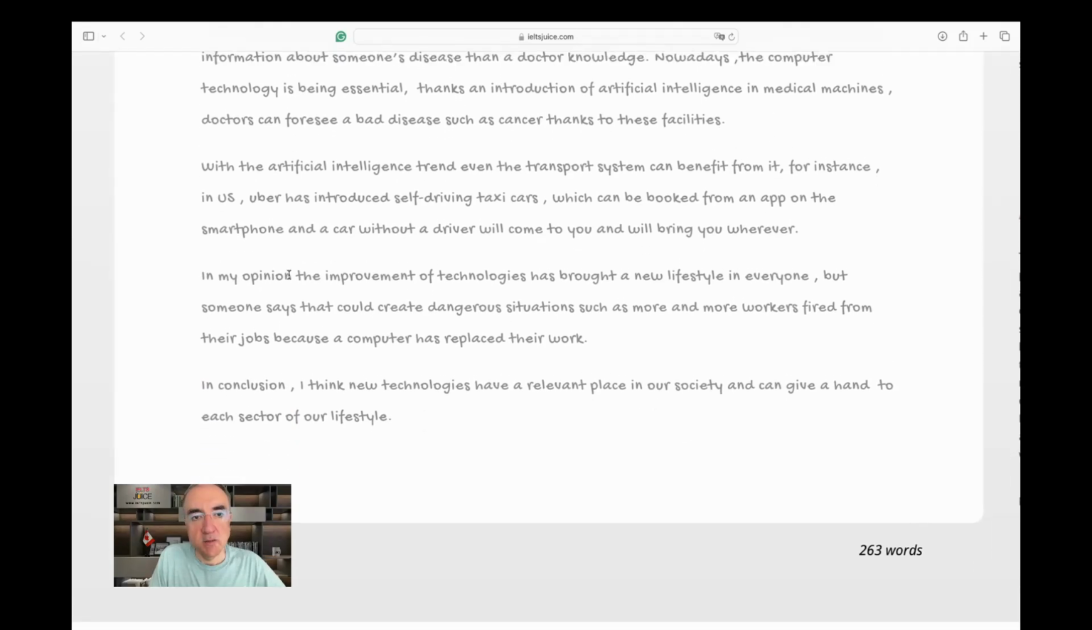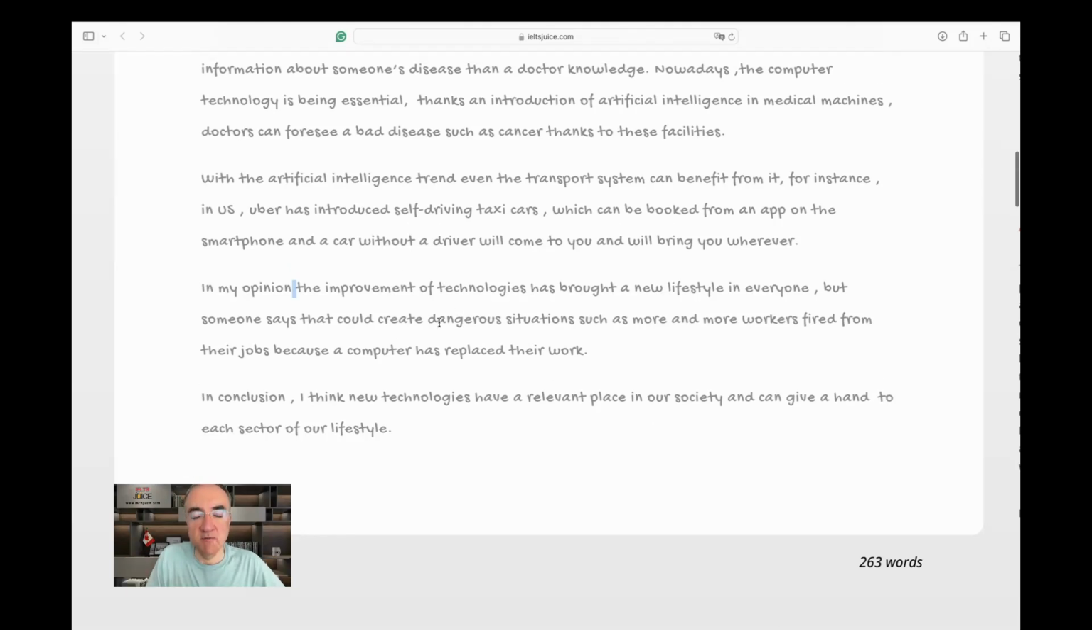In my opinion, comma, so this is, I mean, all of it should be your opinion, but not just one paragraph. The improvement of technology has brought a new lifestyle, has brought something to everyone. But someone says that it could create, there's a missing subject here. It's the second time we have a missing subject. Missing subjects are damaging. Could create dangerous situations, such as more and more workers fired from their jobs because a computer has replaced their work, their duties or their tasks.